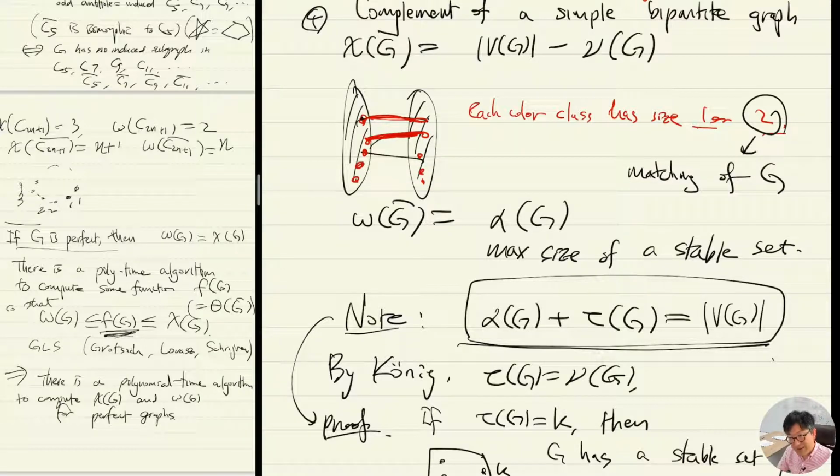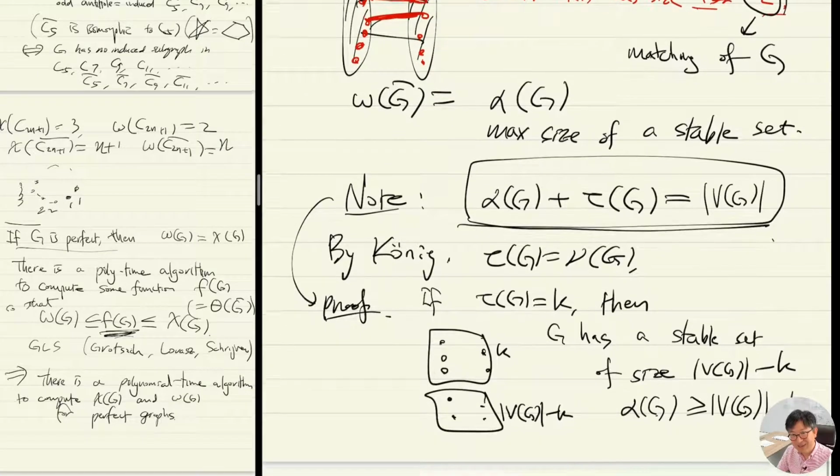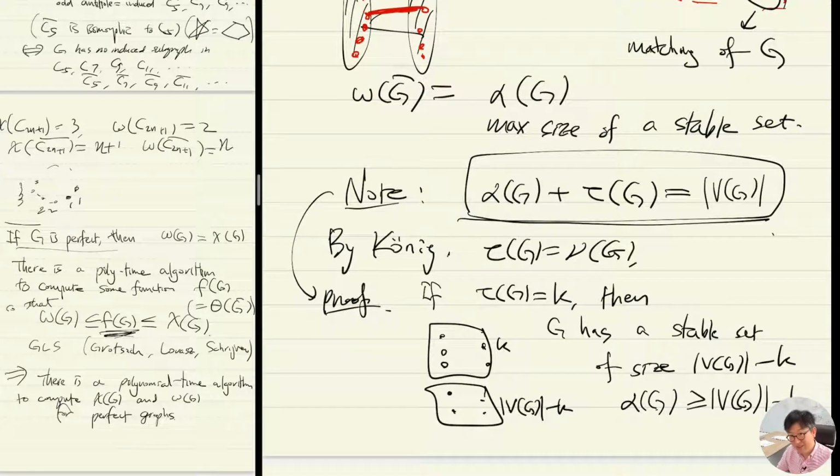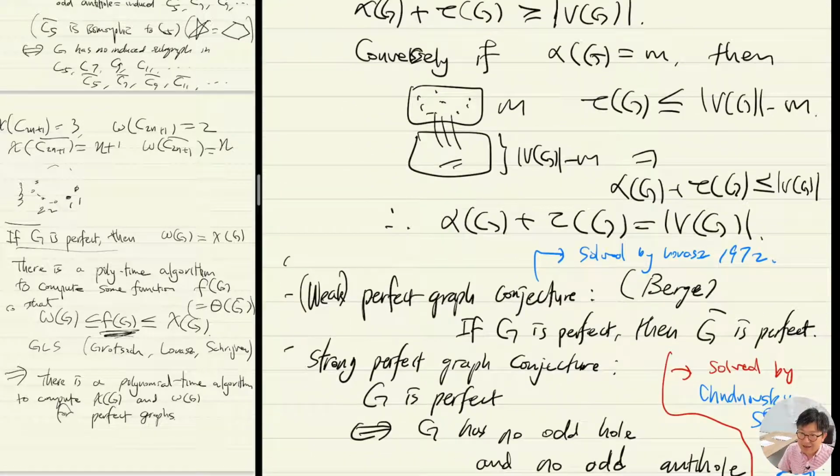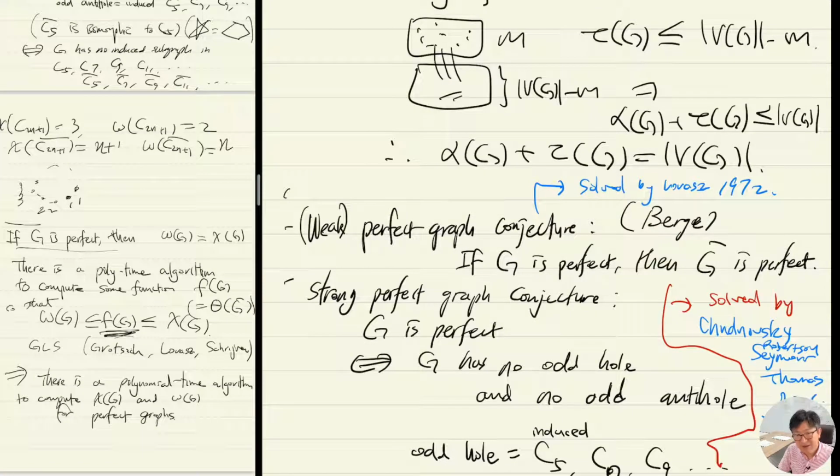Right. A bipartite graph is perfect because chromatic number is 2, clique number is 2, as long as you have an edge. And the complement of a bipartite graph is perfect because of Koenig's theorem, right? Alpha plus tau is the number of vertices. So it's again a bit strange. And that was actually a conjecture by Berge. It was the weak perfect graph conjecture. So if a graph is perfect, then the complement of the graph is perfect.